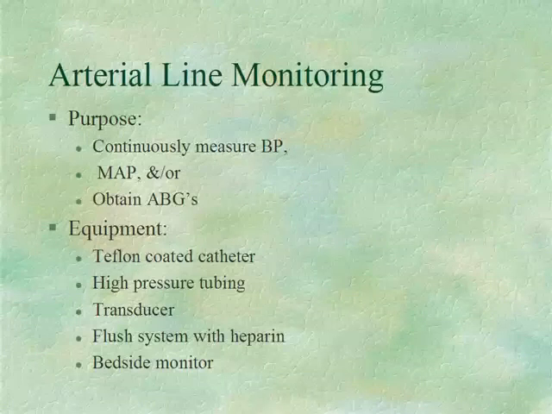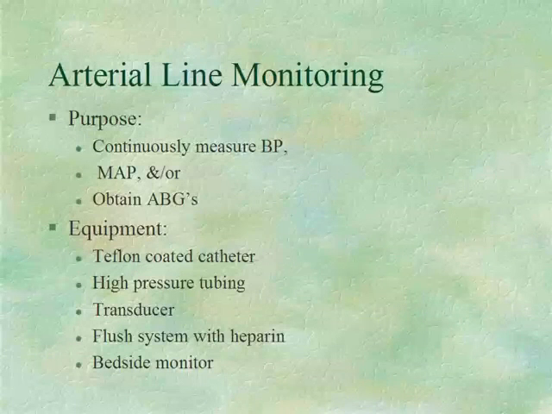Your arterial line, the purpose is to continuously measure the blood pressure, your mean arterial pressure, and or just to get blood gases if you have somebody who's on a ventilator and you're doing frequent vent changes. The equipment you're going to use is a Teflon-coated catheter, high pressure tubing, again because this is in the arterial system, a transducer, and a flush system with heparin. You'll also have a bedside monitor.